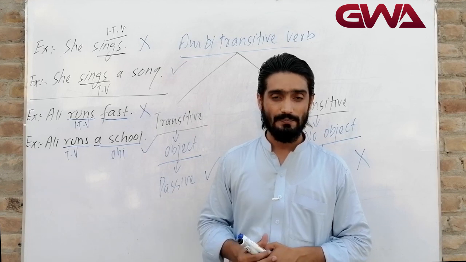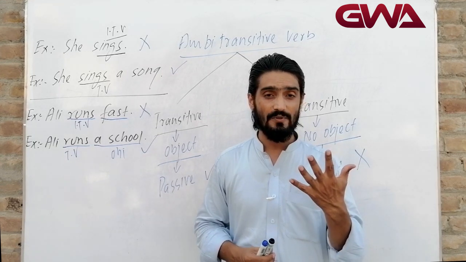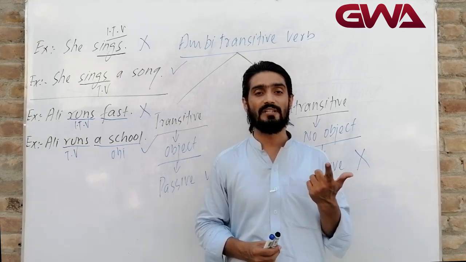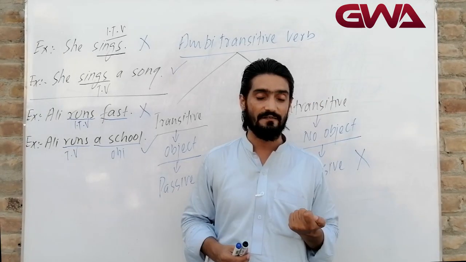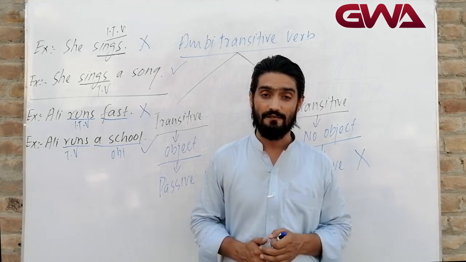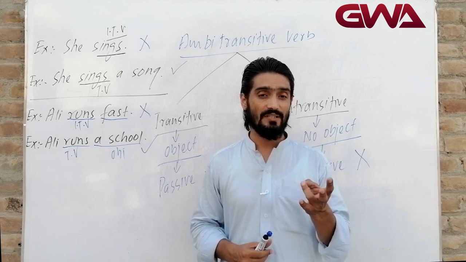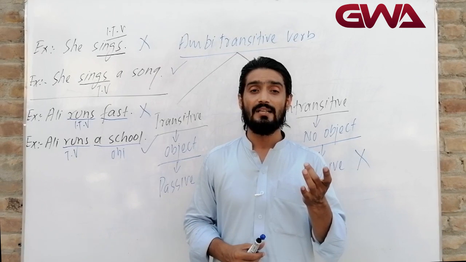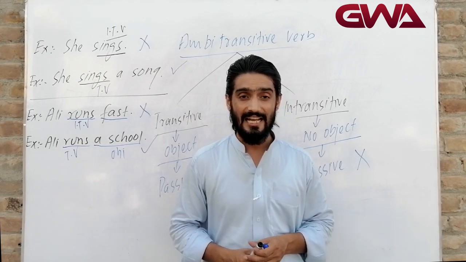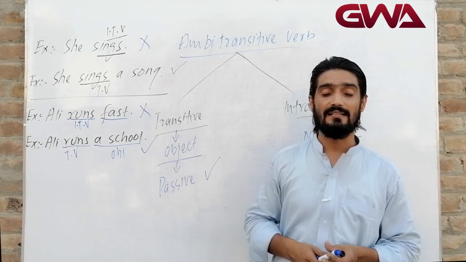So, let me repeat in short. We have five types of transitive verbs: monotransitive verb, ditransitive verb, pseudo-transitive verb, complex transitive verb, and ambitransitive verb. Now, which of them can be changed into passive voice? Monotransitive verb can be changed into passive voice, ditransitive verb can be changed into passive voice, complex transitive verb can be changed into passive voice, and ambitransitive verb can be changed into passive voice when there is an object.